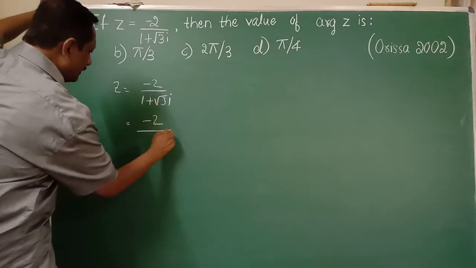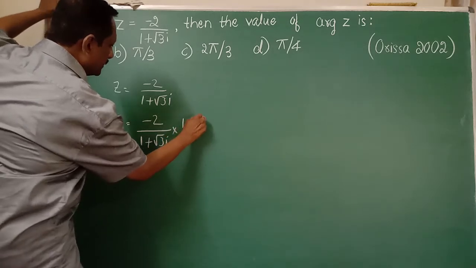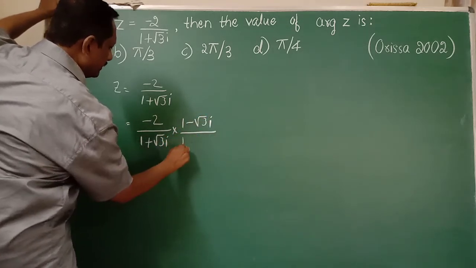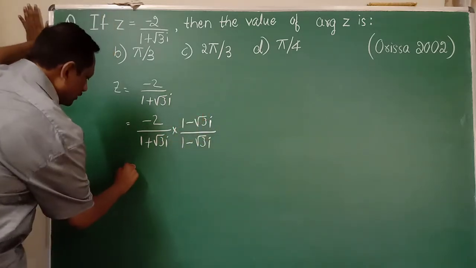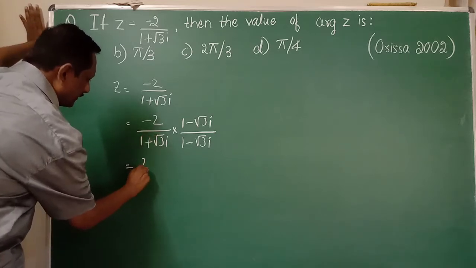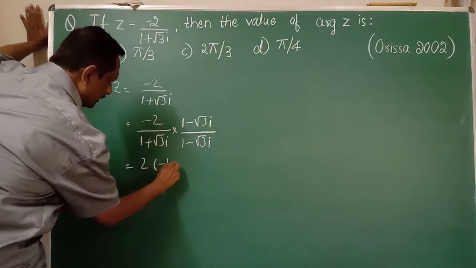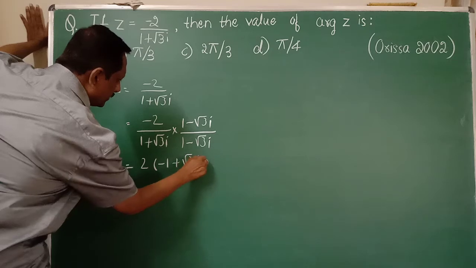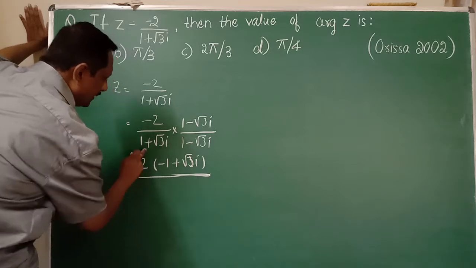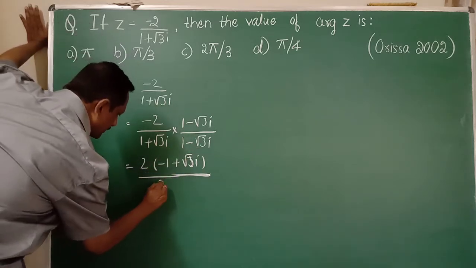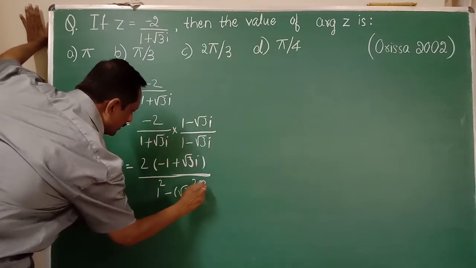So minus 2 divided by 1 plus root 3 i, into 1 minus root 3 i, divided by 1 minus root 3 i. Rationalizing, this is equal to, write the numerator as it is, and take the minus inside: minus 1 plus root 3 i, whole, divided by, here you use the formula (a plus b)(a minus b), that is 1 square minus root 3 square into i square.